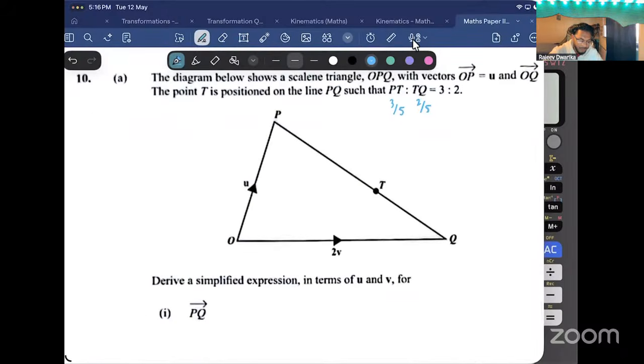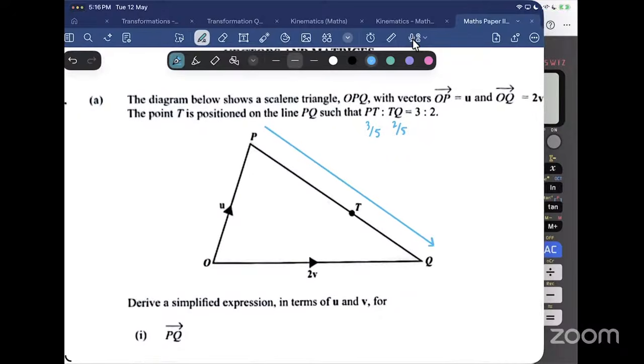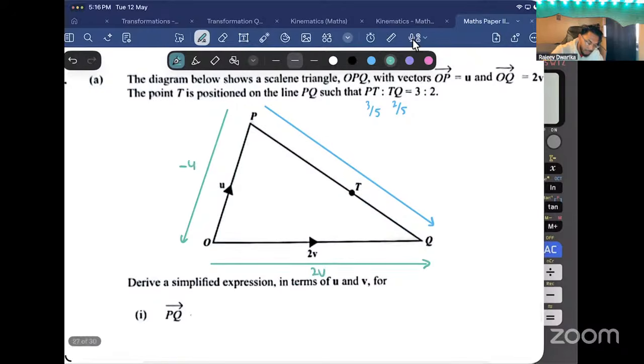So here we want to find P to Q. How could I go from P to Q? Minus U plus 2V. That's easy. You're going in the opposite direction, so instead of going positive U, it's going to be negative U, and this is going to be 2V. So your answer is literally just minus U plus 2V.